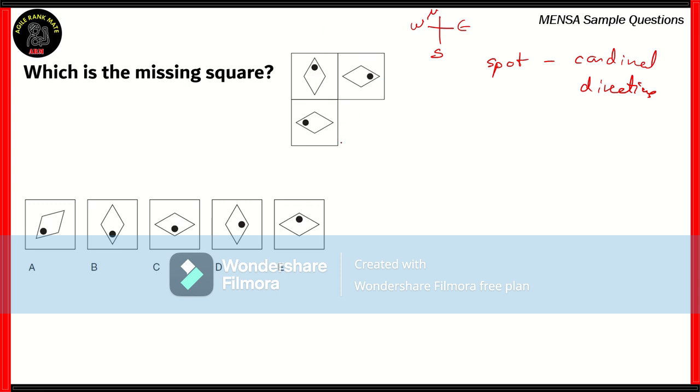The only other cardinal direction that's left is south, and since it's on the narrow end of the diamond, it needs to be placed like this, with the black spot at the bottom vertex, which is narrow. So therefore, this figure is present in square B. So square B turns out to be the missing square that's required to fill this particular figure.